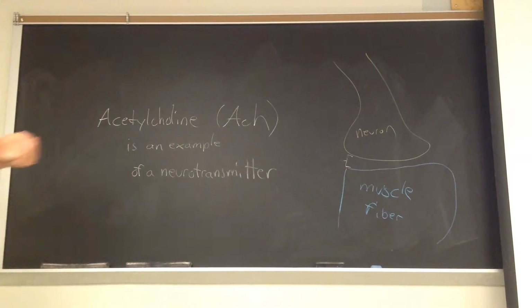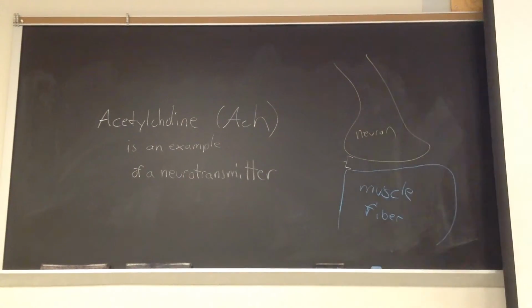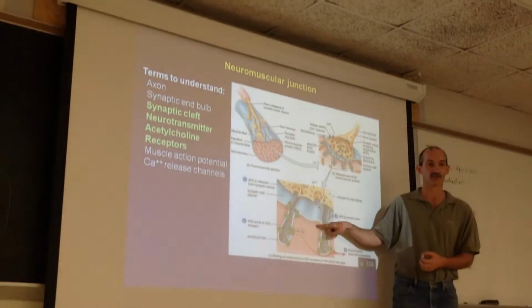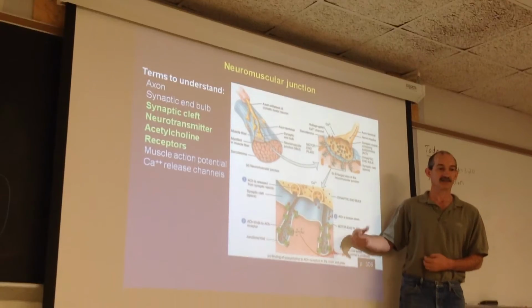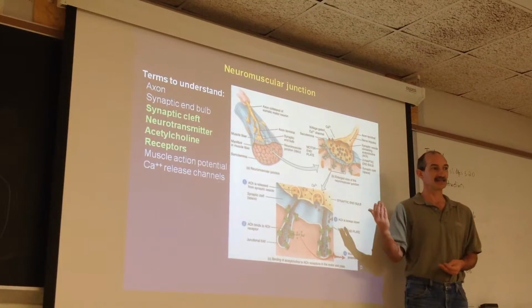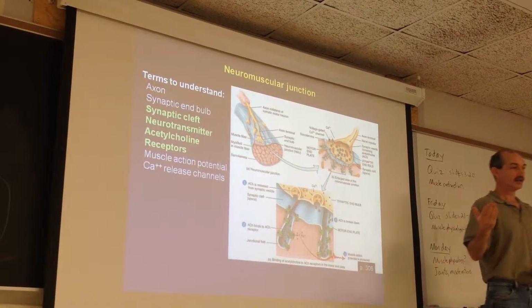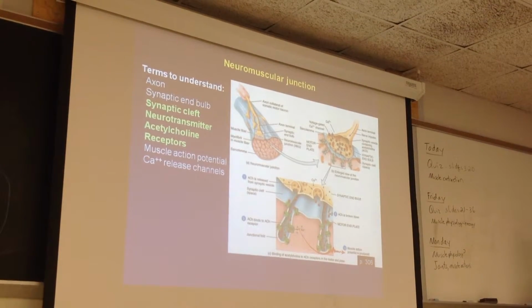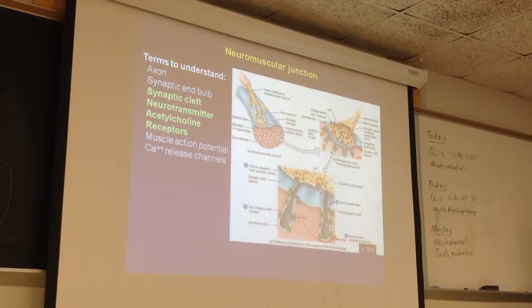It is going to interact with receptors which are on the muscle cell, the muscle fiber. The green blobs down here represent receptors. That is, they are particularly sensitive to acetylcholine. When acetylcholine binds to them, it's going to trigger something.